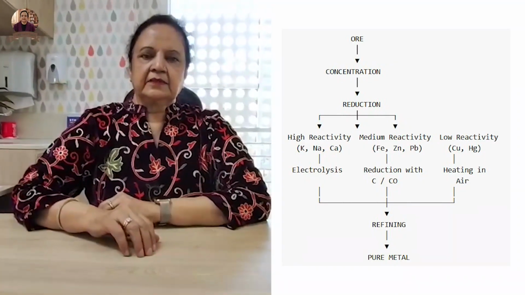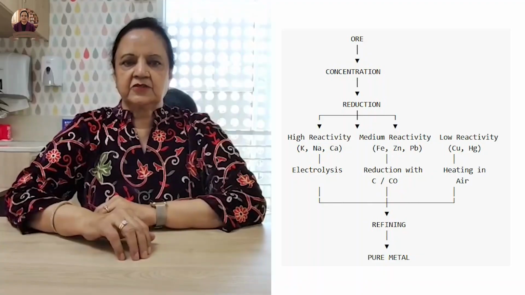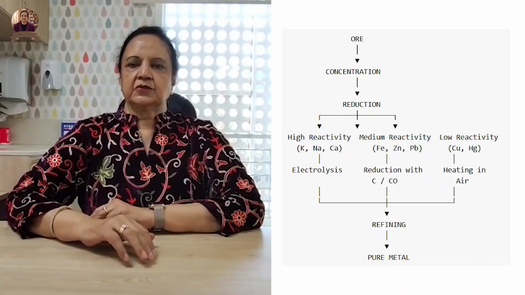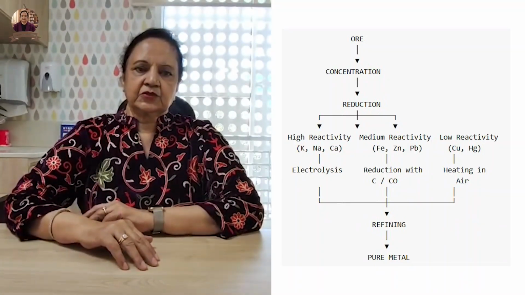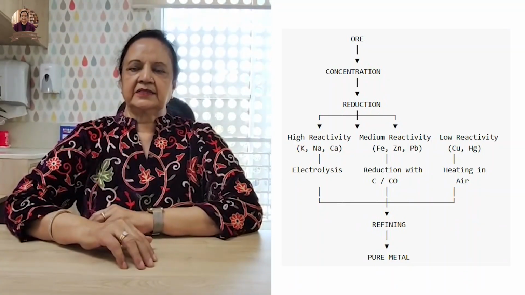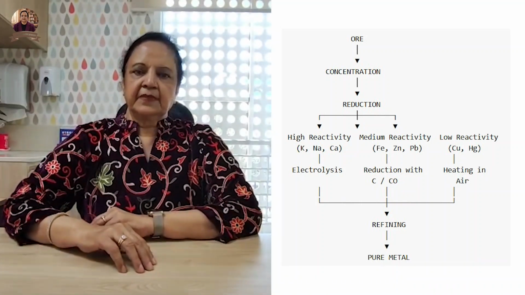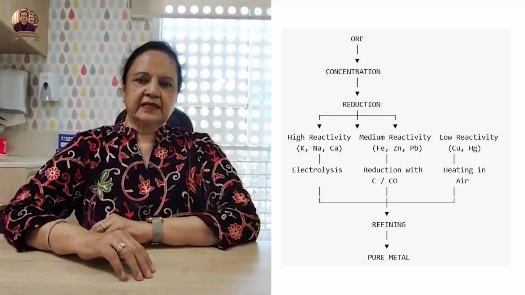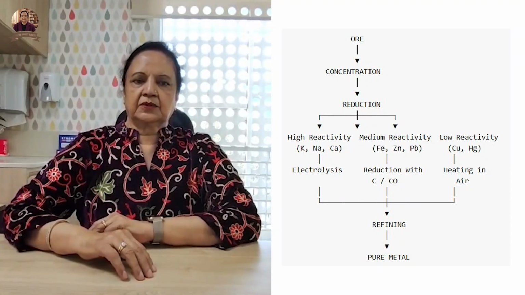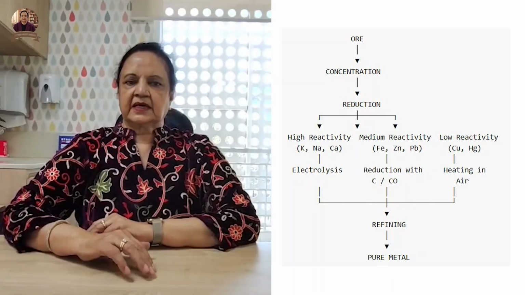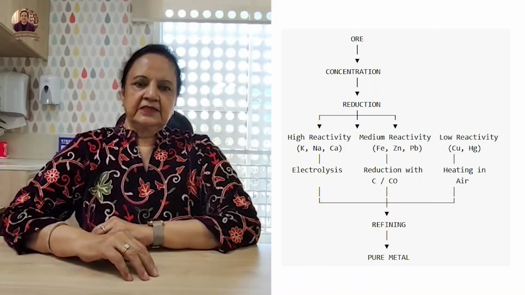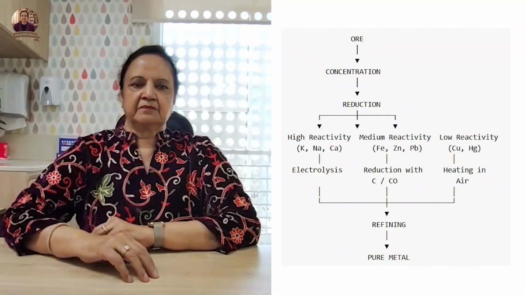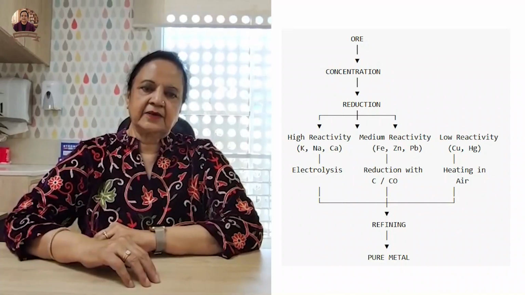High reactivity: potassium, sodium, calcium, aluminium. These cannot be reduced by carbon, so they are extracted by electrolysis of molten chlorides or oxides. Medium reactivity: zinc, iron, lead, reduced by heating their oxides with carbon, coke. Blast furnace for the iron. Low reactivity: silver and gold. They are found in native state, sometimes obtained by heating sulfides in air, roasting.